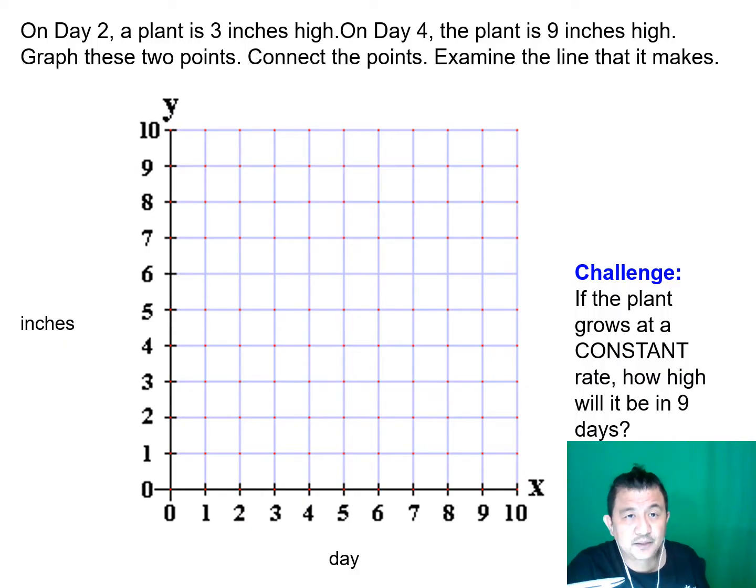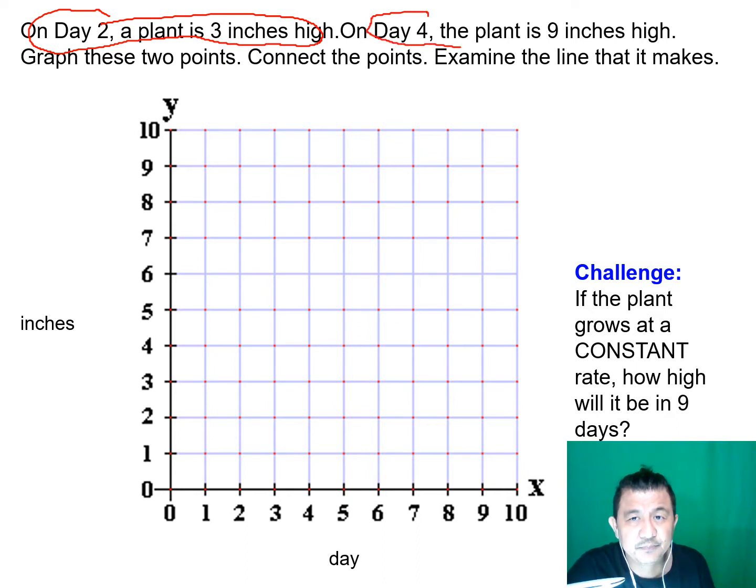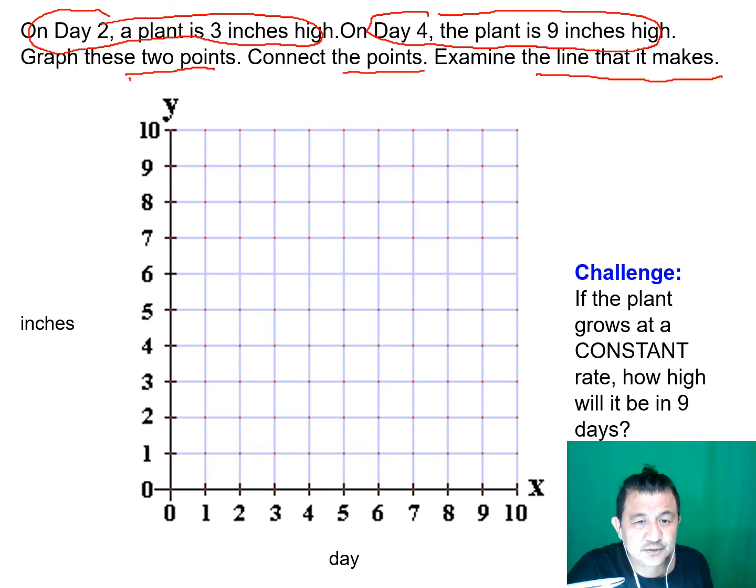Now check out this problem. On day 2, a plant is 3 inches high. We will plot that point. On day 4, the plant is 9 inches high. Graph these 2 points, and then we will connect them, and we will examine the line. Okay, check this out. So day 2 is here, 3 inches high. They met here. On day 4, day 4 is here. It went up to 9 inches over there. So the 2 points will meet over here.